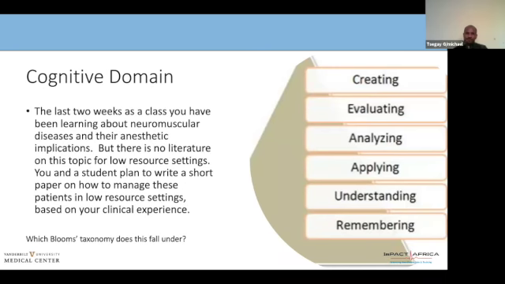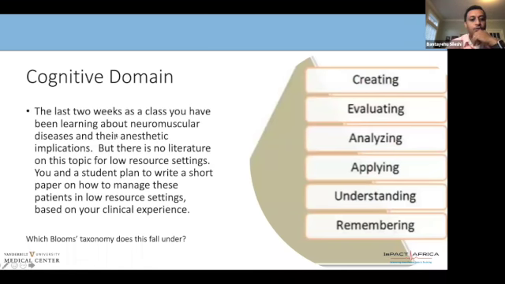Could it also be analyzed? Yeah, so, usually we try to pick kind of the bigger level that they have done. Yes, they have analyzed the information, but not only have they analyzed, they've gotten to the level of evaluating. Okay.